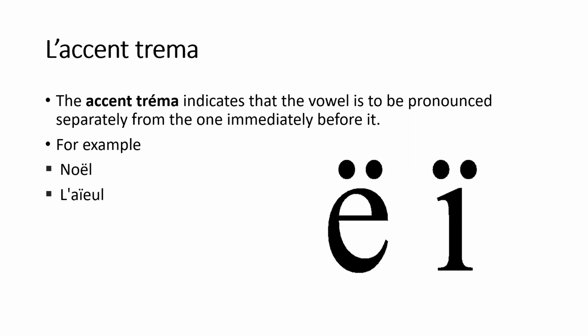For example, we have Noël, but what is the meaning of this accent? Why do we use it? We use it when two vowels are written together, to make sure we read every vowel separately. For example, Noël means Christmas. Next is aïeux, which means ancestors. Any queries in this? Do you want to know something about it?